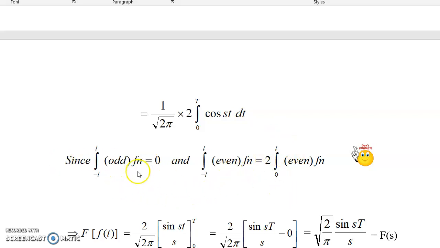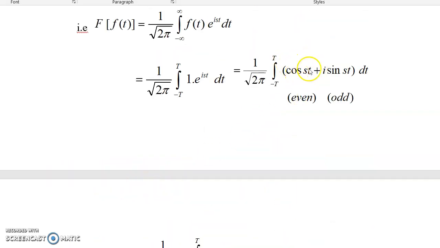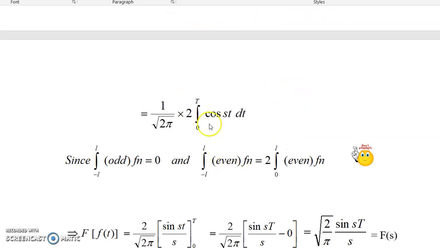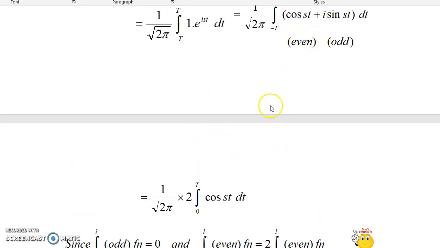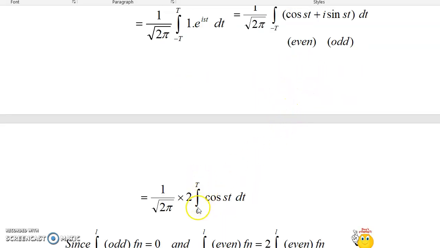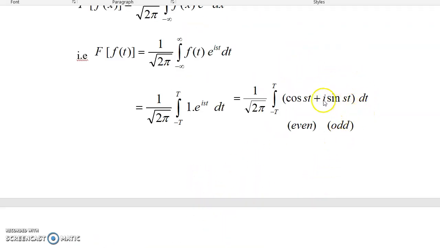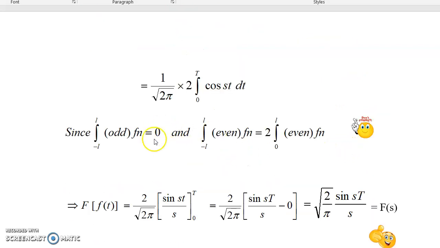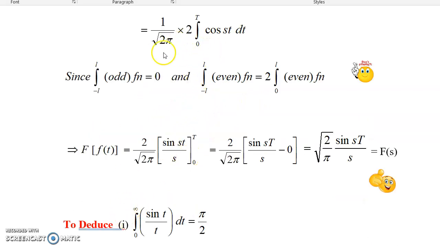So using this concept, the second integral becomes 0 and the first integral from minus T to T can be written as 2 times the integral from 0 to T of cos st dt. Since the even function will give 2 times the integral from 0 to T, and the odd integral, the second integral, will become 0 according to this concept. So now this is the only term we have. Now let us see how to integrate this. So F of s is going to be 2 by root 2 pi.